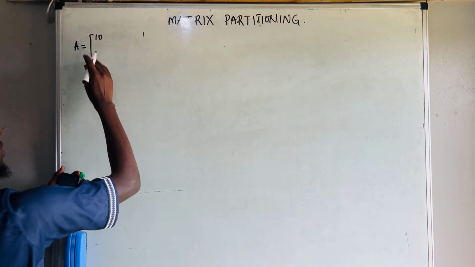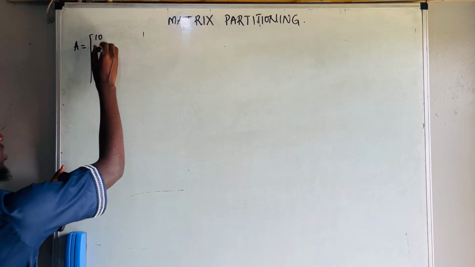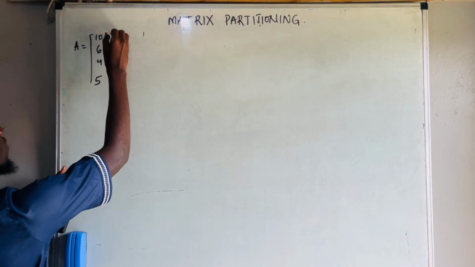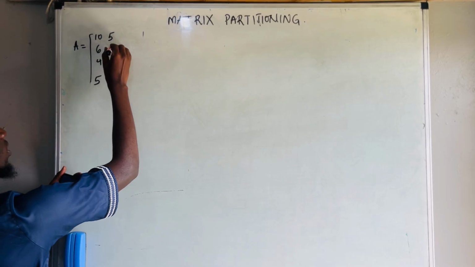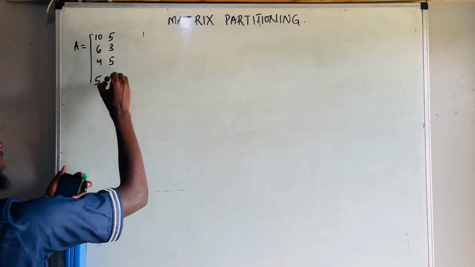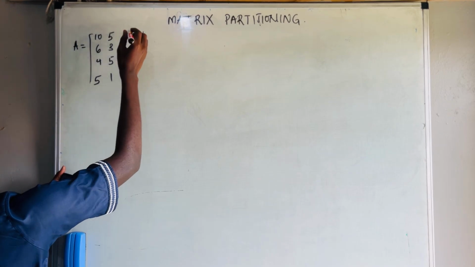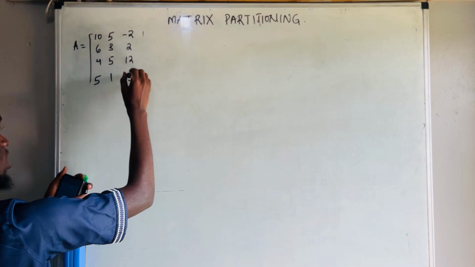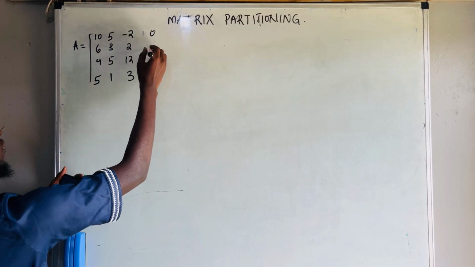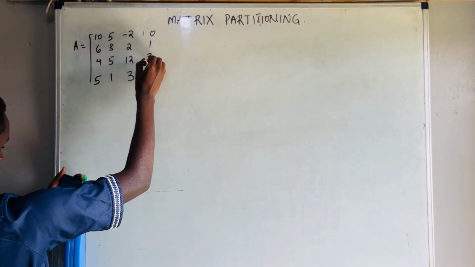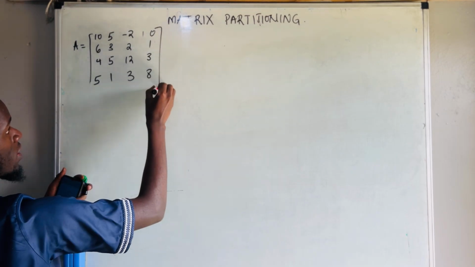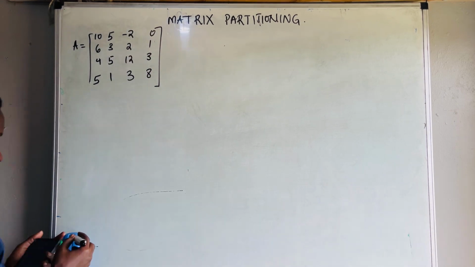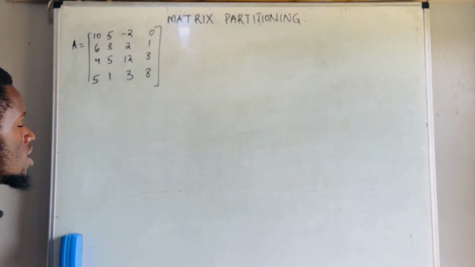Given our matrix A, it is a 4 by 4: 10, 6, 4, 5, then 5, 3, 5, 1, then -2, 2, 12, 3, then 0, 1, 3, and 8. Let us take an example. Now this is our question. They want us to find the determinant of A.